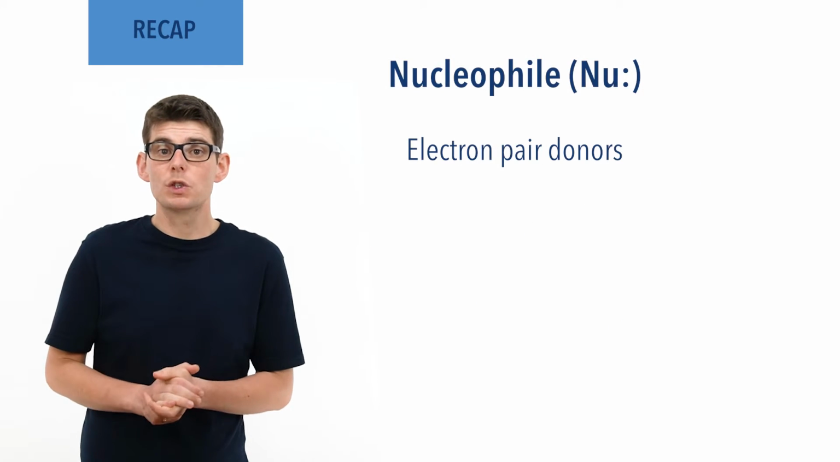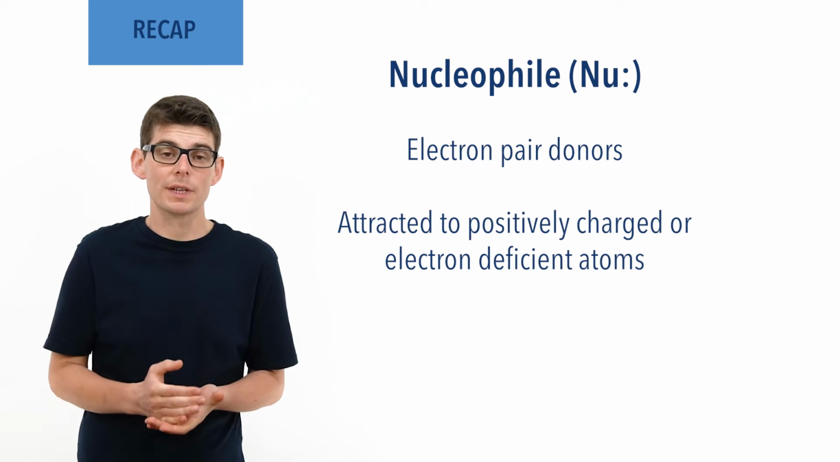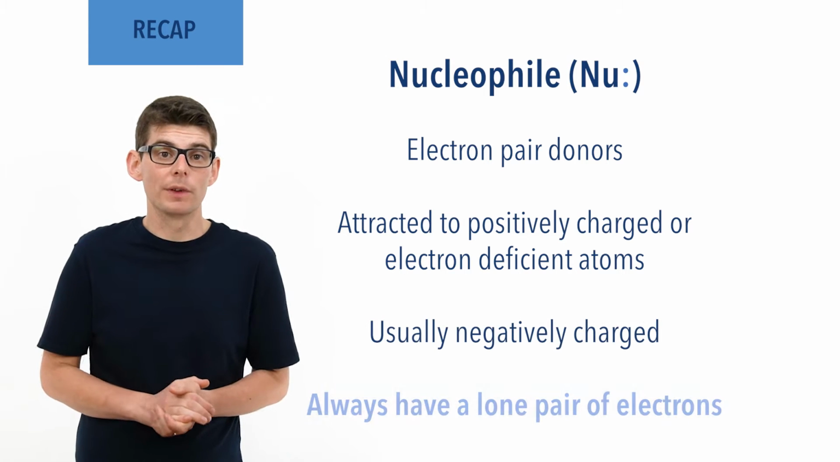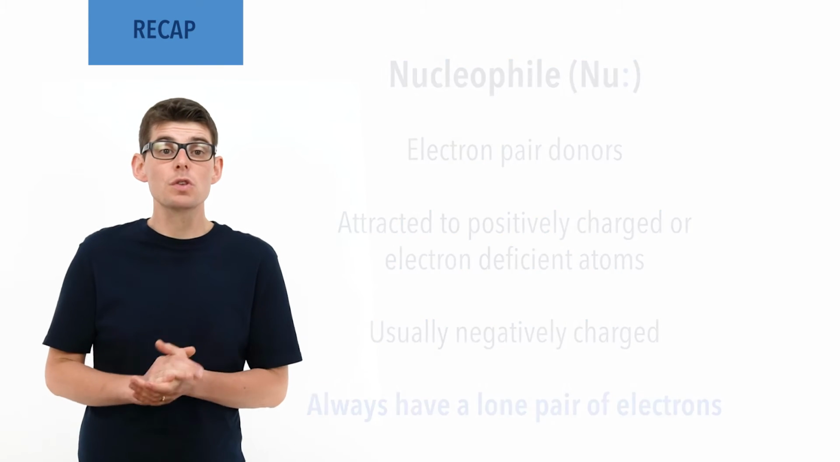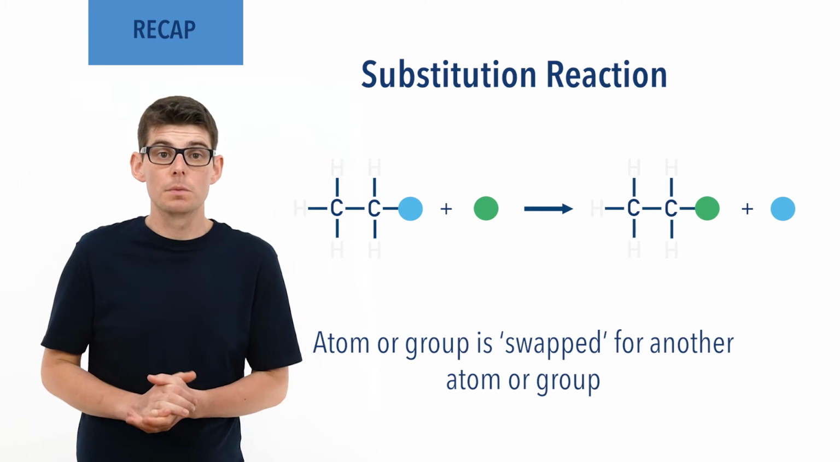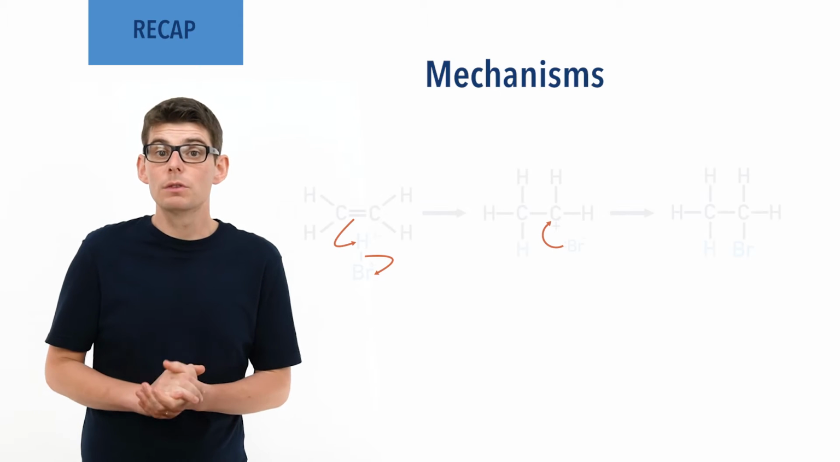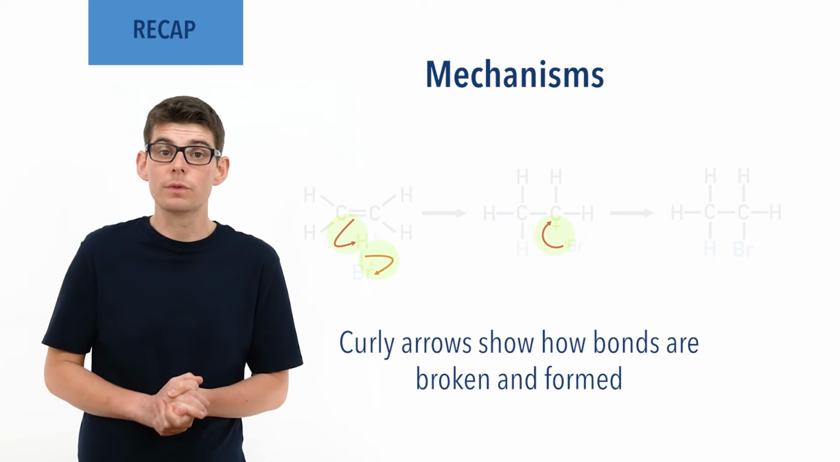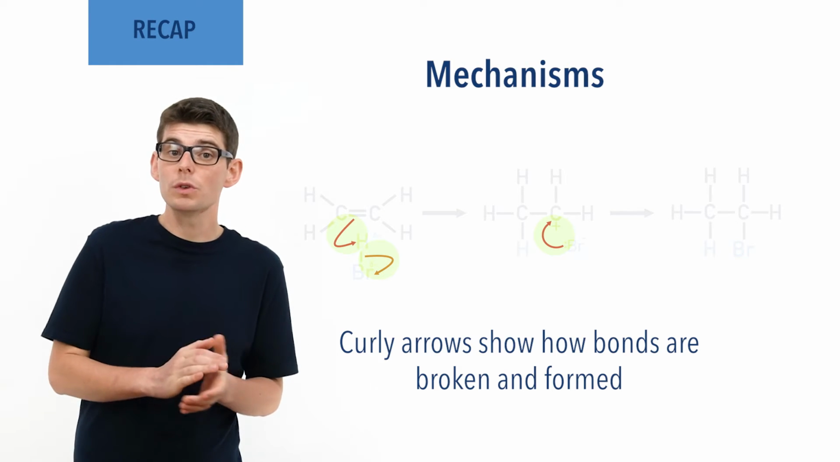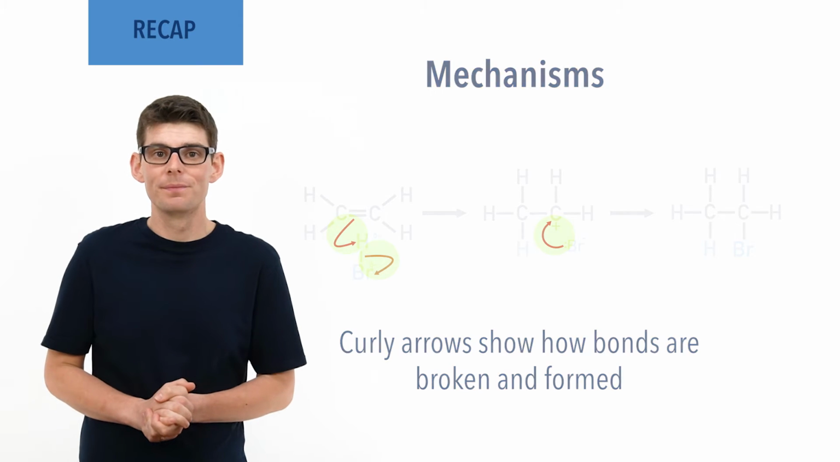The nucleophile is an electron-pair donor that is attracted to a positively charged or electron-deficient atom. Nucleophiles can be negatively charged and always have a lone pair of electrons. A substitution reaction is where one group or atom in a molecule is swapped for another group. In organic chemistry, we show the possible steps occurring in a reaction by using mechanisms. Curly arrows are used to show how a pair of electrons move as bonds get broken and formed. The arrowheads always point towards where the electron pair is moving to.